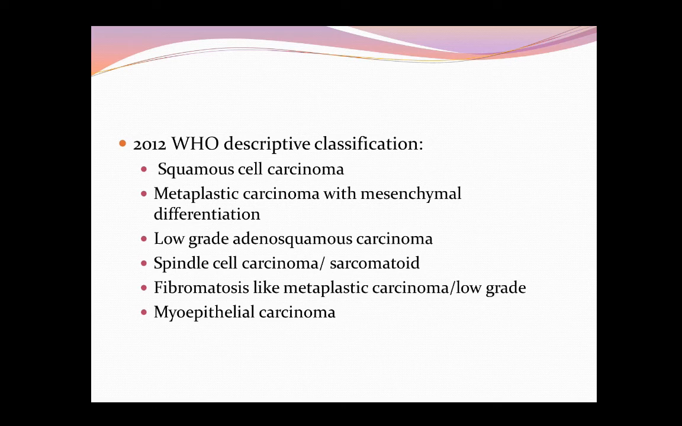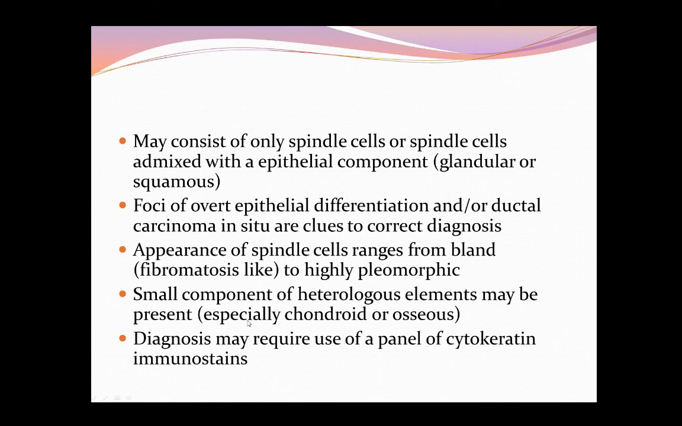So the 2012 WHO descriptive classification of this lesion classifies it morphologically as squamous cell carcinoma, metaplastic carcinoma with mesenchymal differentiation, low-grade adenosquamous carcinoma, spindle cell carcinomas, also called sarcomatoid, fibromatosis-like metaplastic carcinoma, which is also called low-grade, and myoepithelial carcinoma. The metaplastic carcinomas are usually ER, PR, and HER2 negative.